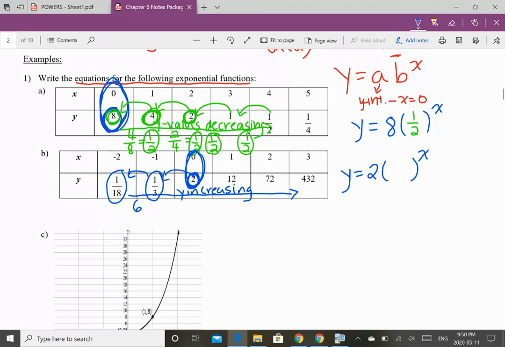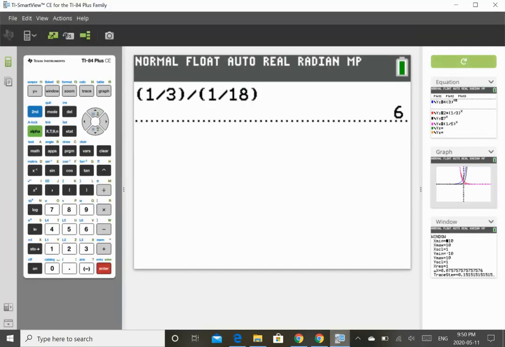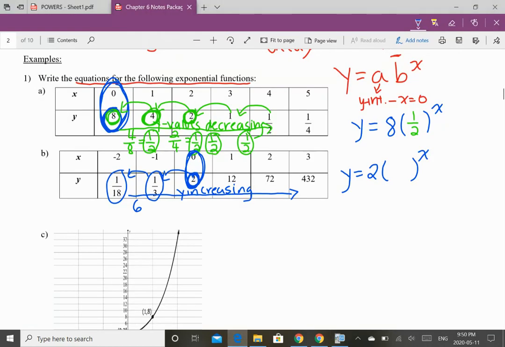Let's try 2 divided by 1/3. Again, that's kind of weird to do, so let's do that in our calculators. 2 divided by 1/3. Notice I'm putting the fractions in brackets, and that gives us 6. Looks good. Let's go 12 divided by 2. 12 divided by 2 is 6.